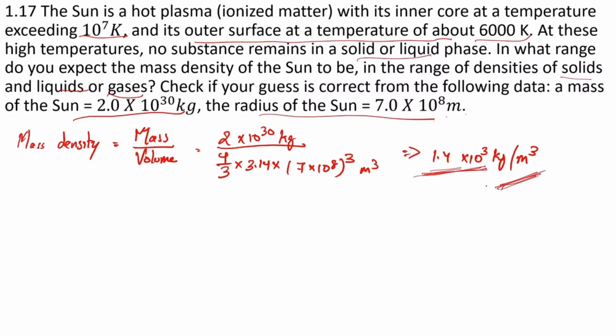So we can conclude this question by saying that this high density of the sun is the consequence of the gravitational pull of the sun towards the core, that is making it much denser. Even though the temperature doesn't allow it to be in a solid or liquid phase, the gravitational pull of the sun towards its core has made it denser, like a liquid or solid.